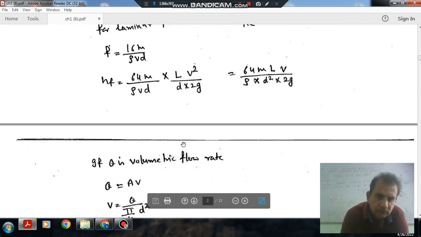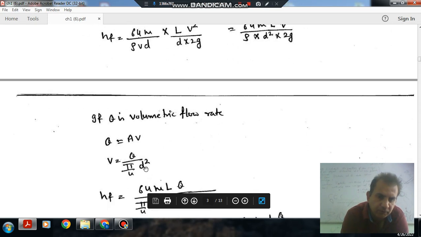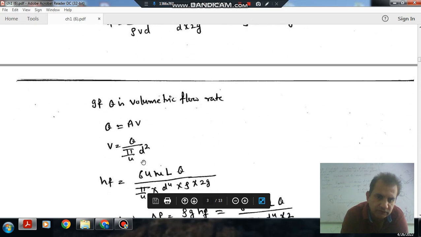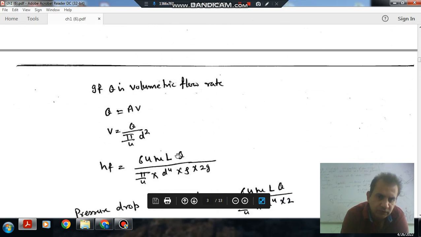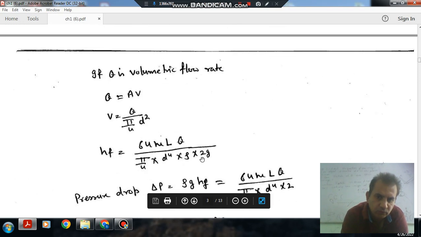Now suppose Q is your volumetric flow rate, then Q is your A into v, and v is your Q by pi by 4 D square, so the area is this. So in terms of Q, we have hf equal to 64 mu L Q divided by pi by 4 D square into D square, so D to the power 4 rho 2g.